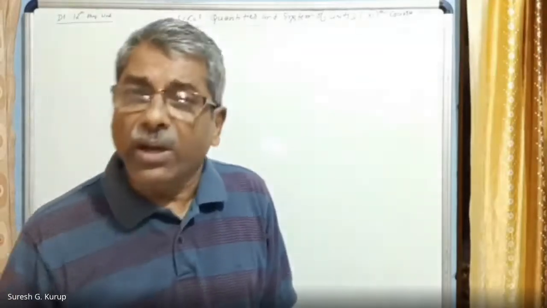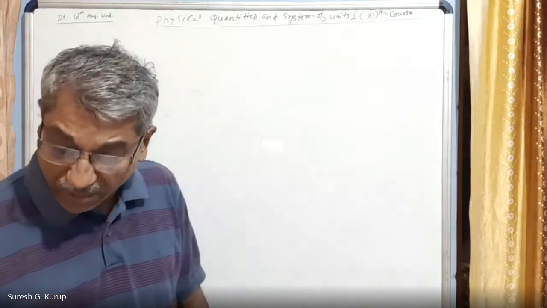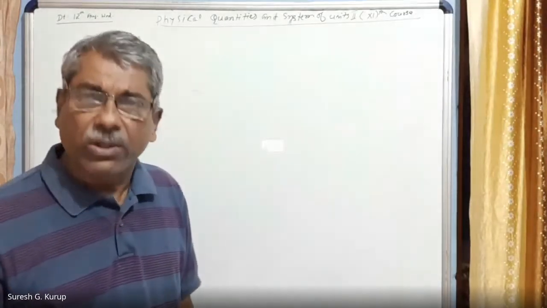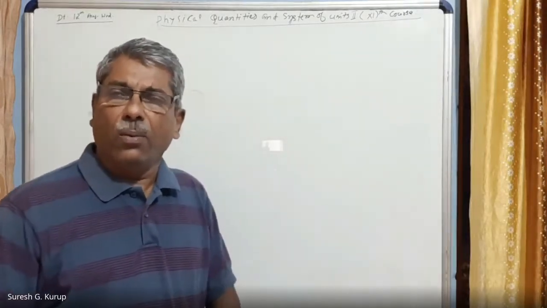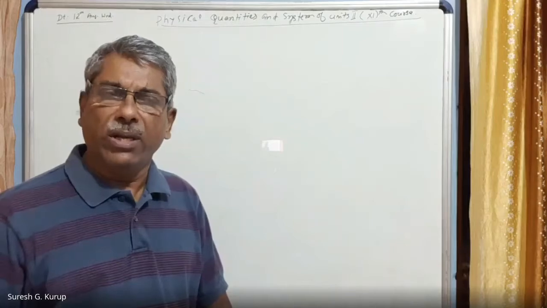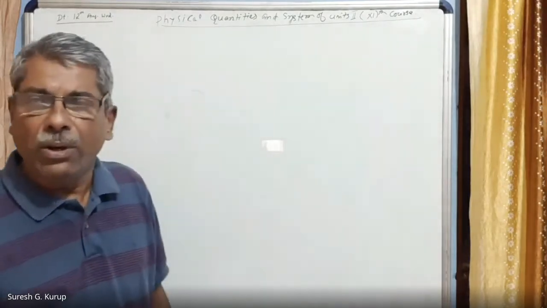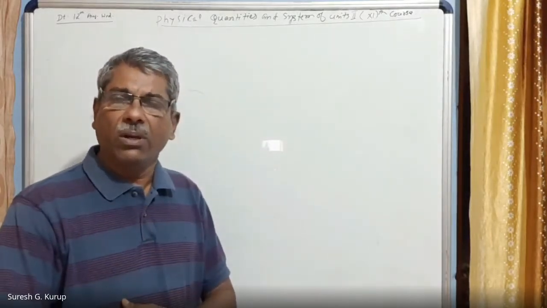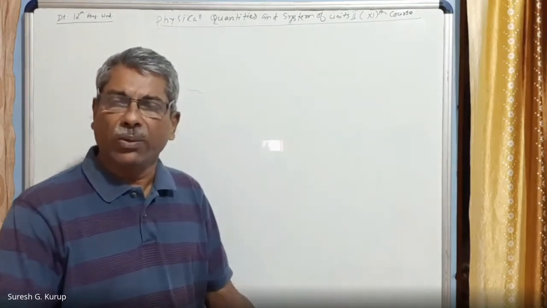Good morning, students. Today we are continuing the same lesson, physical quantities and system of units. Yesterday we discussed the physical quantities, two types. One is fundamental quantities and their units, fundamental units, and the other is derived quantities and their units. Units of derived quantities are called derived units. Units of fundamental quantities are called fundamental units.